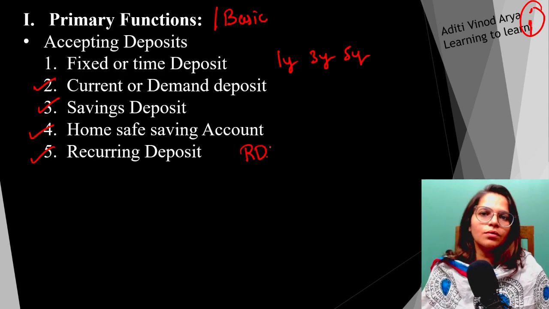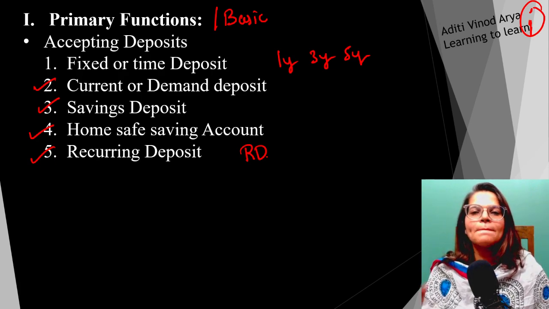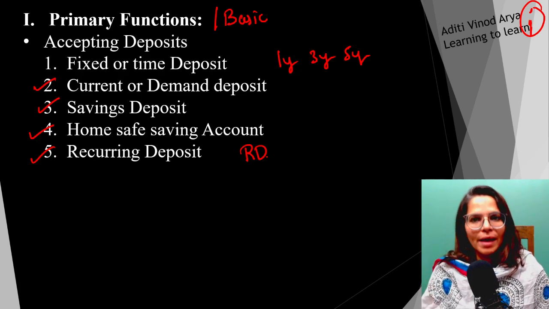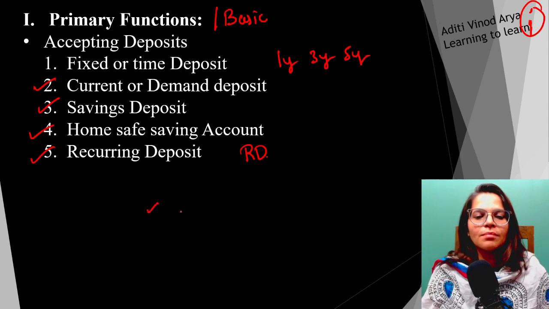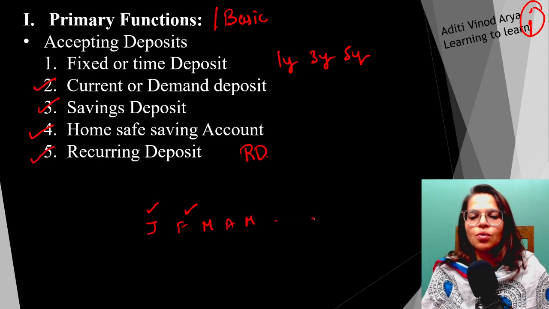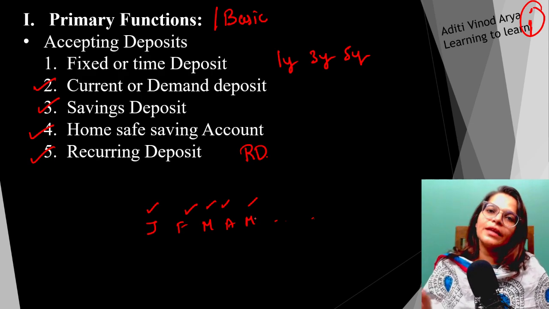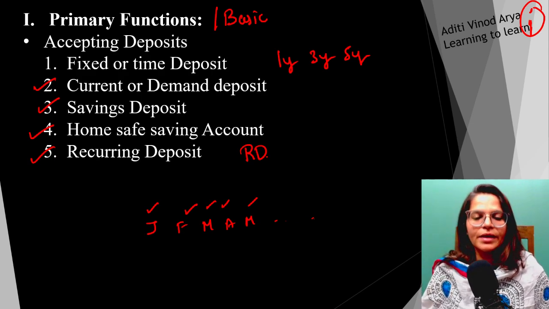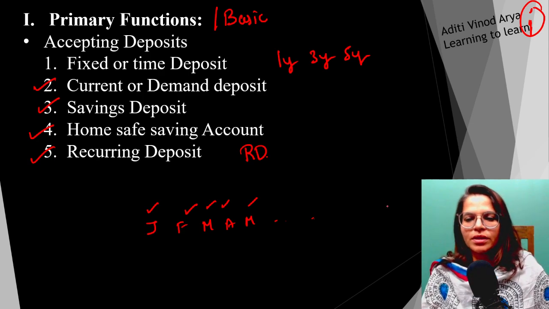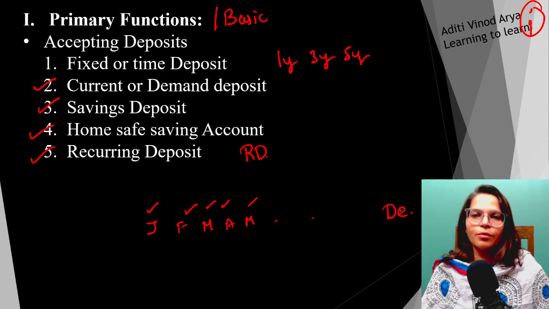So RD account or recurring deposit account is a monthly deposit scheme. What happens here is you deposit an amount every month, like Jan, Feb, March, April, May, and so on. So every month when you deposit the amount, you get the interest of all the months. Like for Jan, suppose in December you're going to remove the amount, okay?